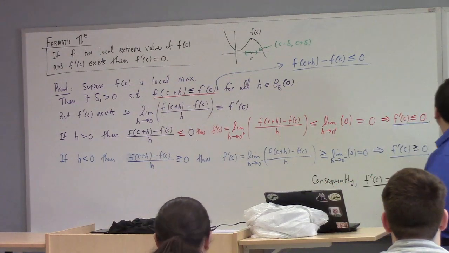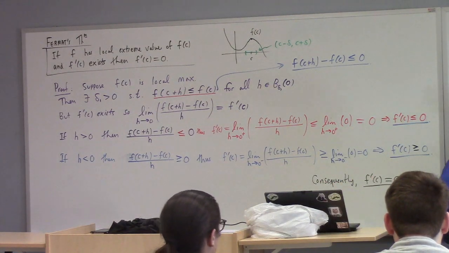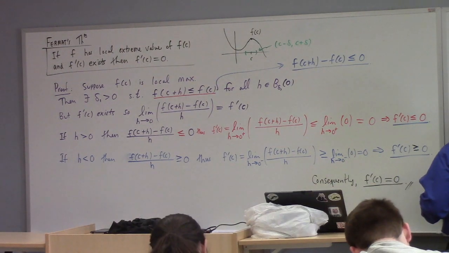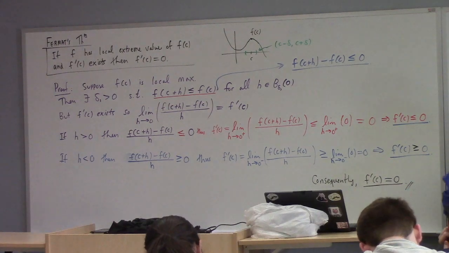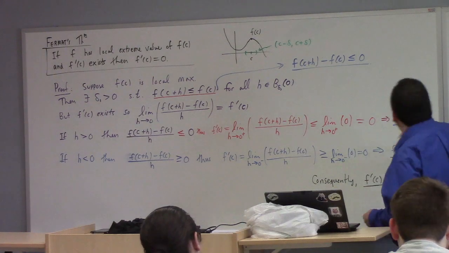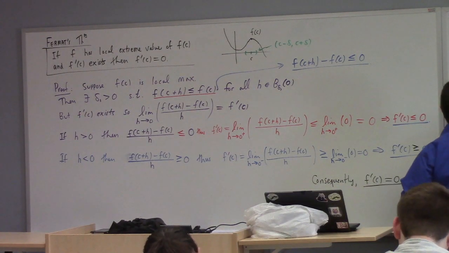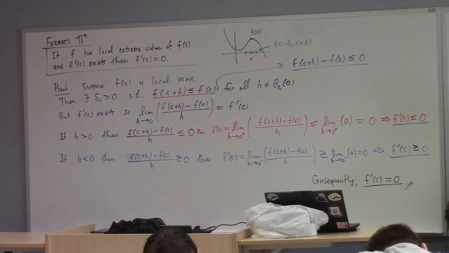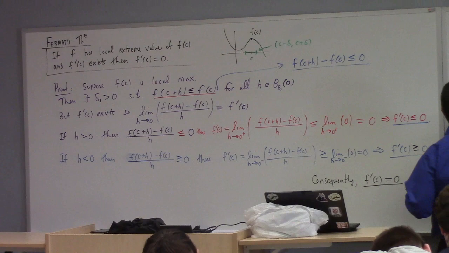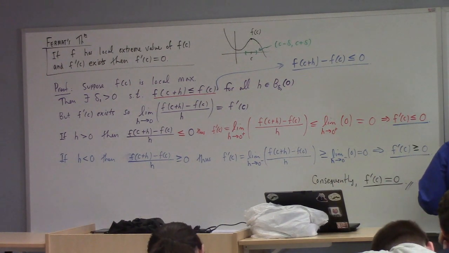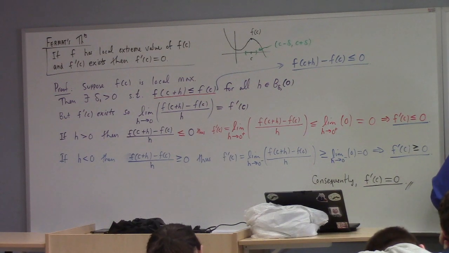Here's what Rolle's theorem says. Rolle's theorem says suppose you've got a function such that, number one, f is continuous on the closed interval a to b. Number two, f is differentiable on the open interval a to b.